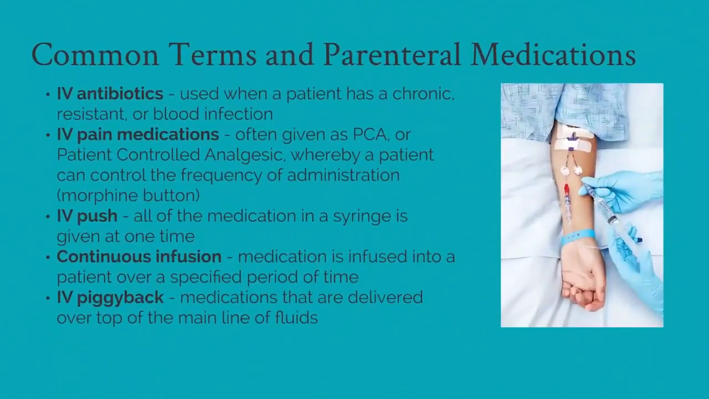Some common terms in parenteral medications: you have IV antibiotics, which are used when a patient has a chronic, resistant, or blood infection. IV pain medications, often given as a PCA or patient-controlled analgesic, is whereby a patient can control the frequency of administration. So basically a morphine button where the patient can hit the button to get a dose of medication. You have IV push, which is when all of the medication is in a syringe and it's given at one time. You have a continuous infusion, which is where a medication is continuously infused into a patient over a specified period of time. And then IV piggyback, which is medications that are delivered over top of the main line of fluids via IV.